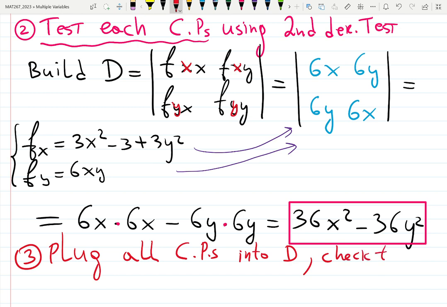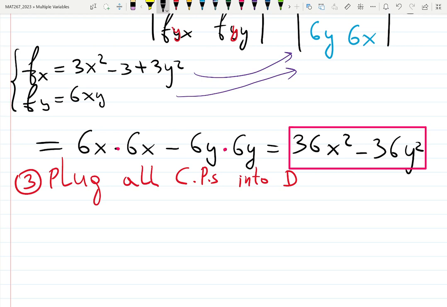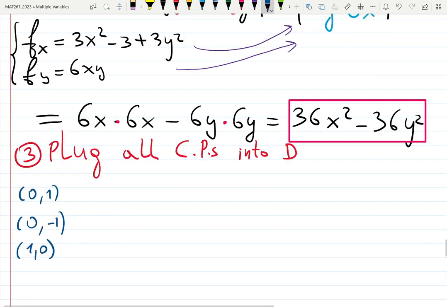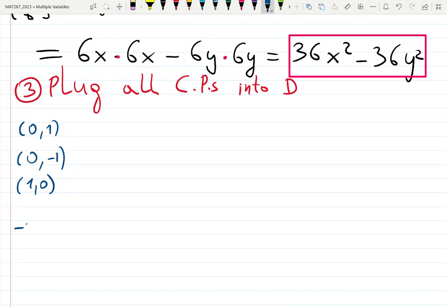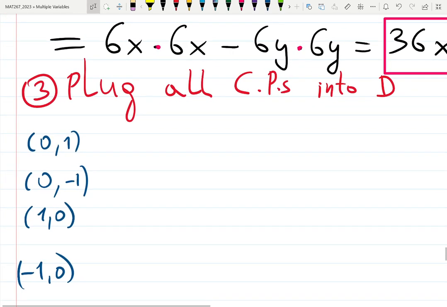Okay, let's plug. We're going to check signs separately. I'll change to blue. Check it out. So we have 4 points. 0 and 1, let's put them in columns. 0 and minus 1. 1 and 0, that will take more time. And then minus 1 and 0. Anyway, I'm not sure how much space it will take. Remember to plug carefully.